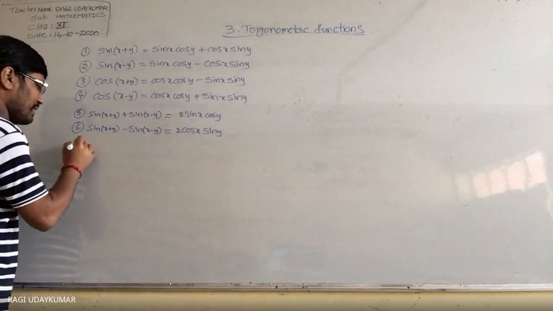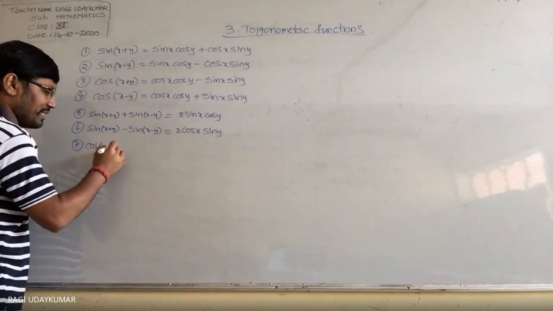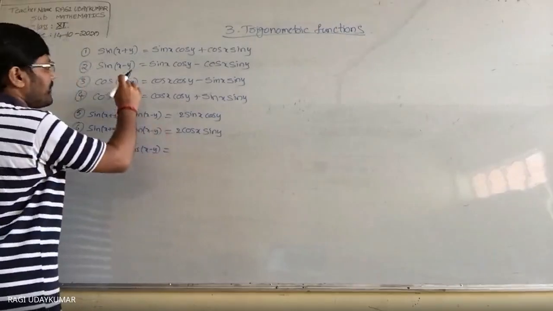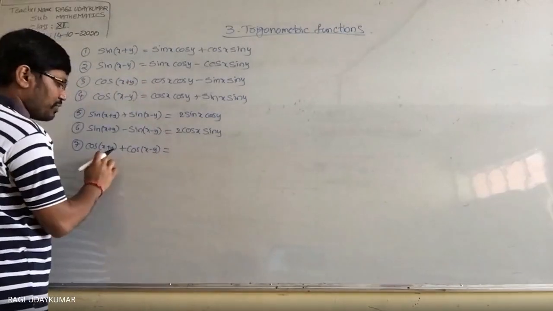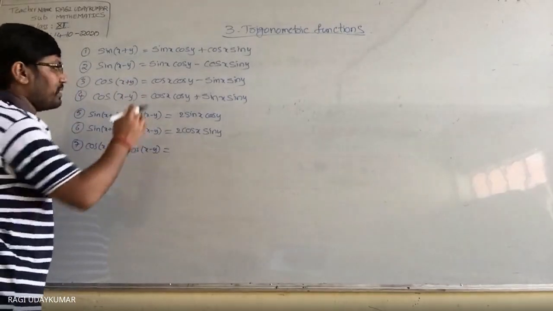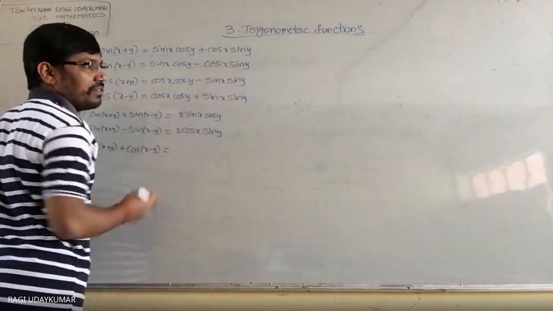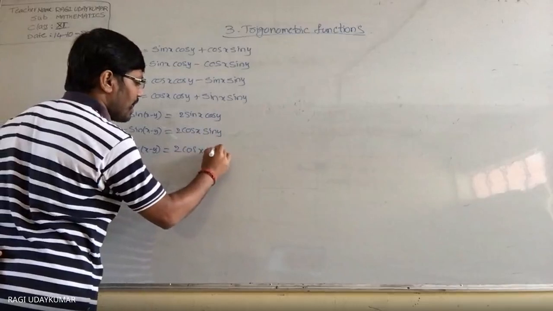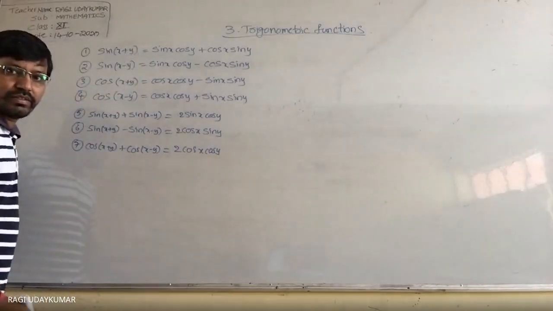So next one is cos x plus y plus cos x minus y. That is nothing but, sir, cos x plus y plus cos x minus y. You have to add these two. Second one will get cancelled. So what do you get here? 2 cos x cos y you are going to get.